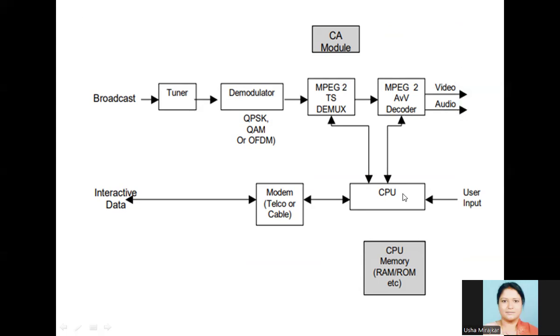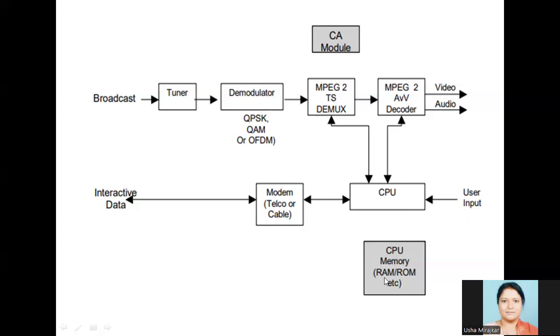Now, this is the CPU for the processing purpose. This is the user input, from which we change the channels and volume. It gets the signals from the remote control, the tuner or the buttons, and depending on that, the processing is done and the channels are changed. For that, we can also connect to interactive data or internet data. It is connected through this modem.